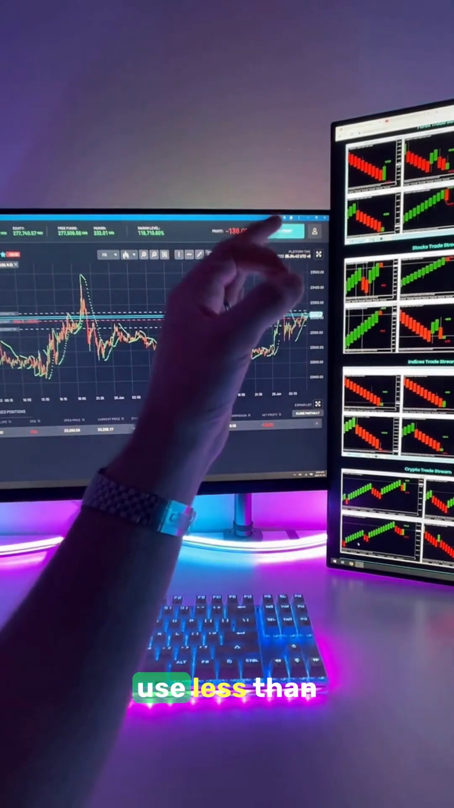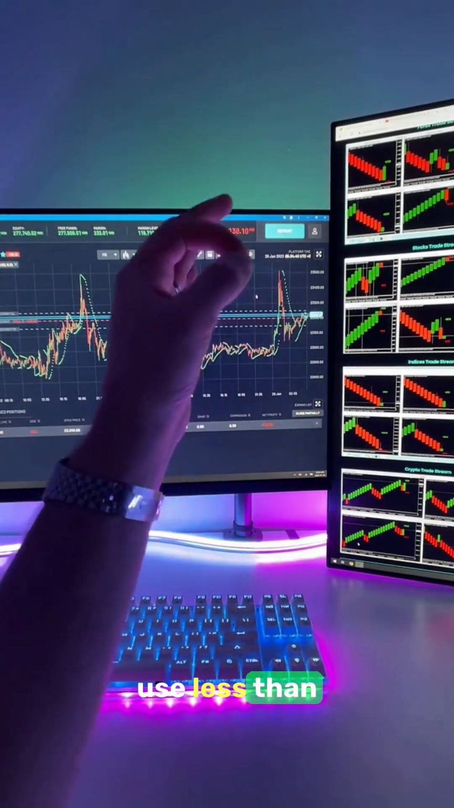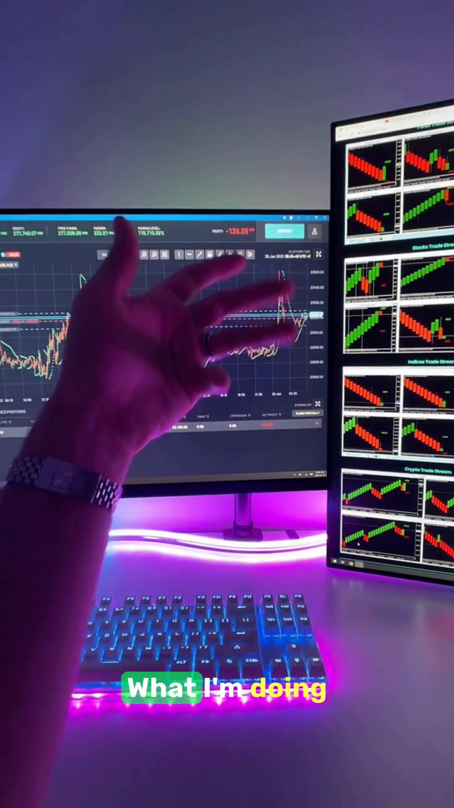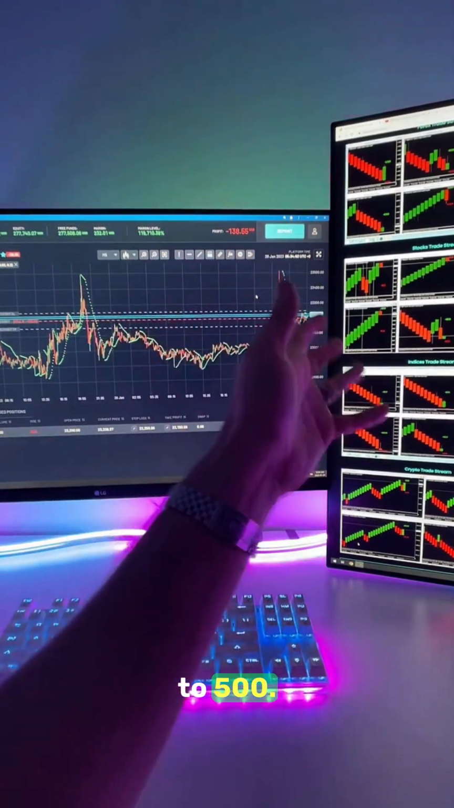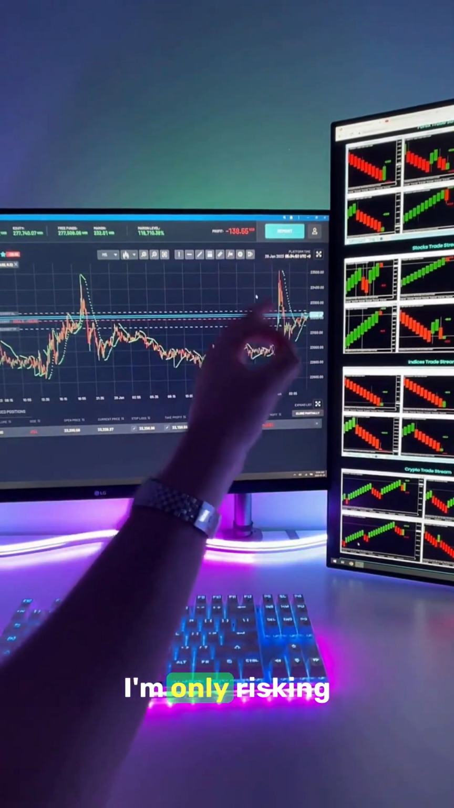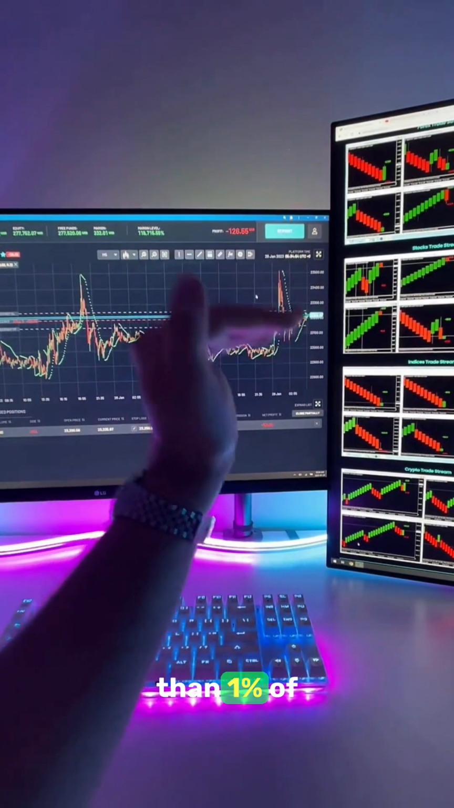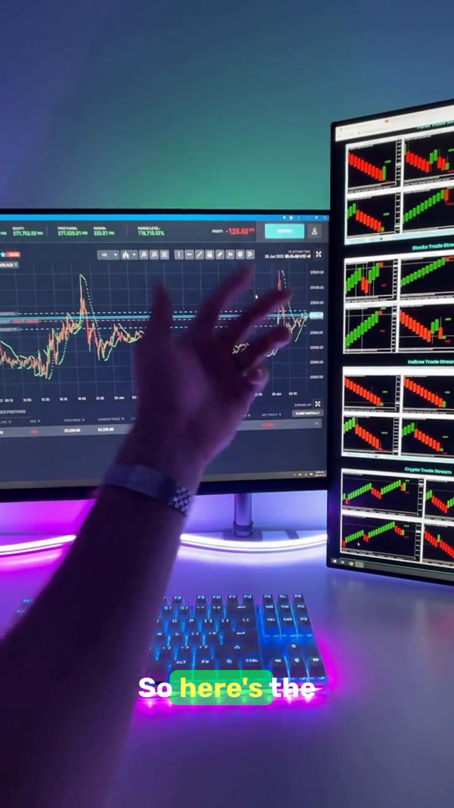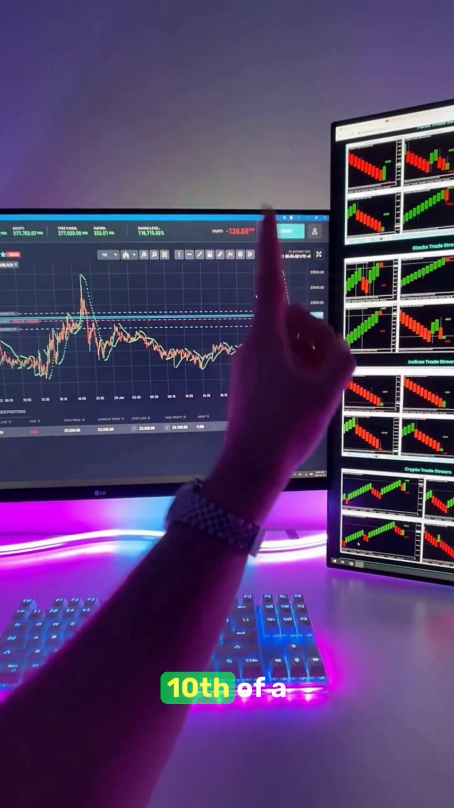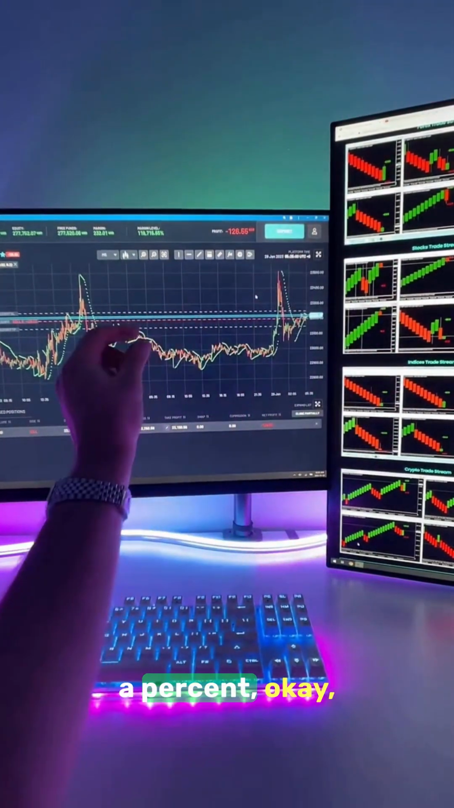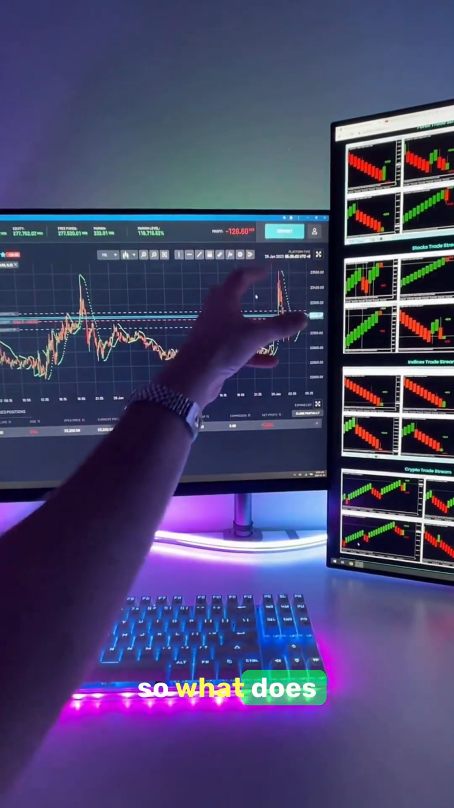So I always use less than... for leverage, what I'm doing is it's 1 to 500, but remember, I'm only risking less than 1% of my balance always. Okay, so here's the thing. Right now, I'm risking around 1/10 of a percent. Okay, so what does that mean?